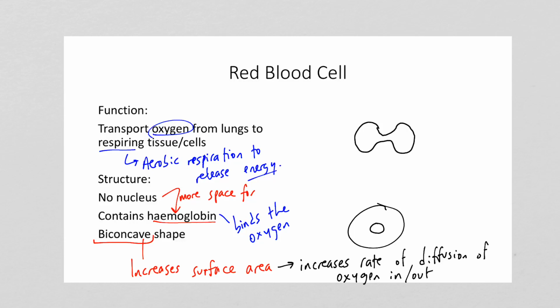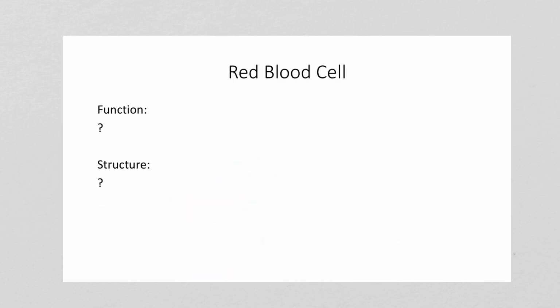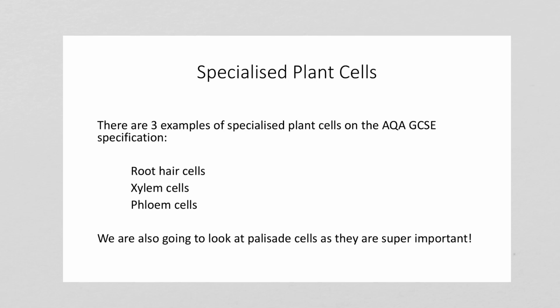Okay, so those are our animal specialized cells. Let's take a look at some of the plant ones now. There are 3 examples of specialized plant cells. Again, we're going to consider a 4th one that comes up in Unit B2. There's the root hair cells, the xylem cells, and the phloem cells.